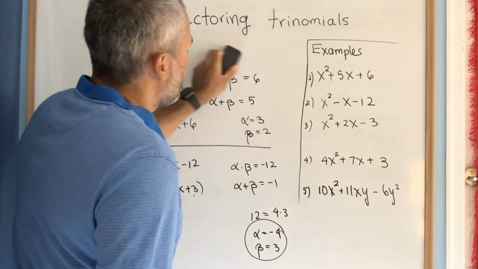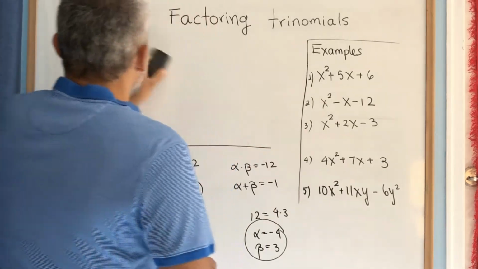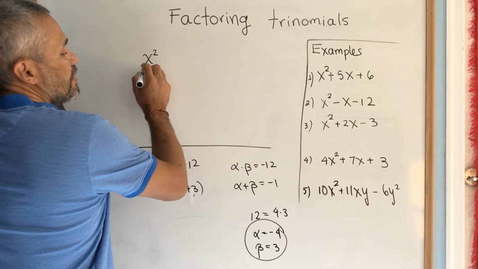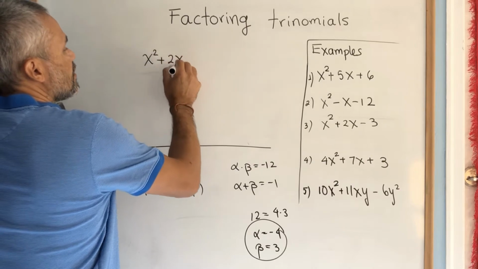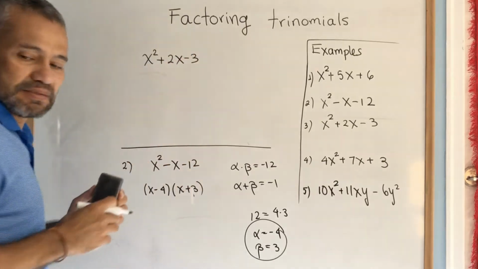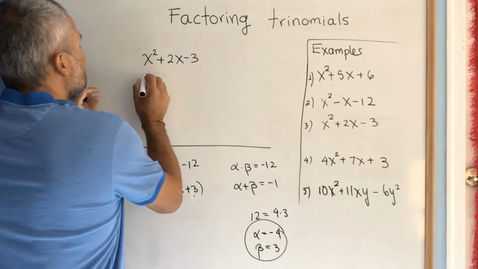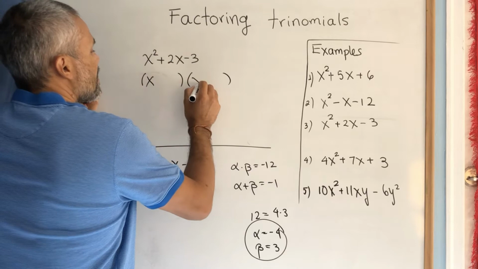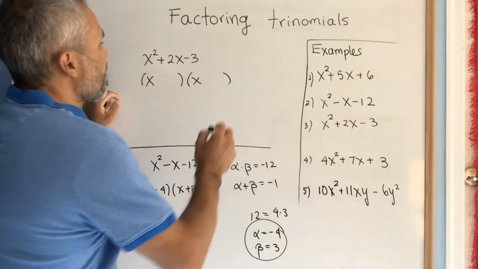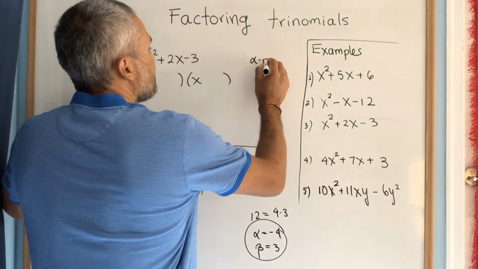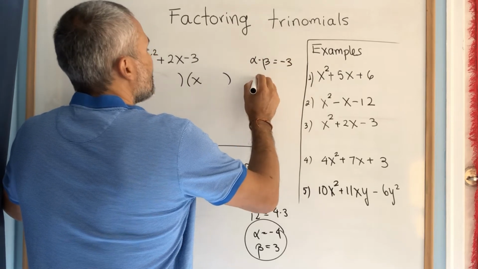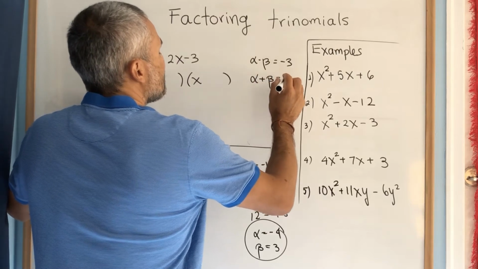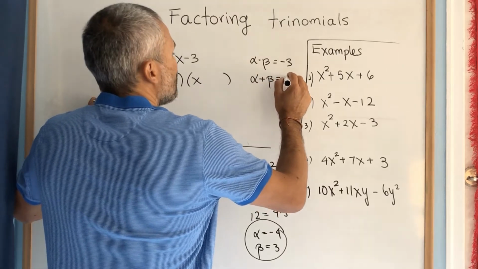Let's do example number 3. Again, the leading coefficient is 1. If we want to factor this, then we look for two numbers. It's going to be like x plus alpha times x plus beta. And we want alpha times beta to be negative 3, and alpha plus beta to be equal to 2.